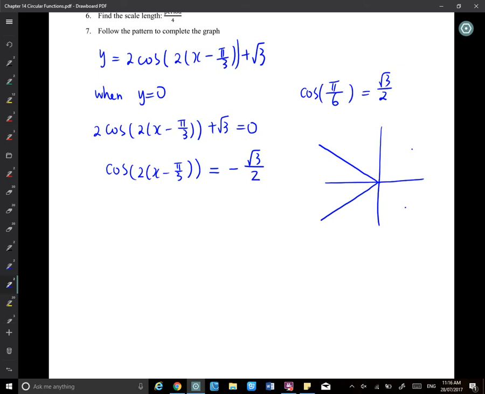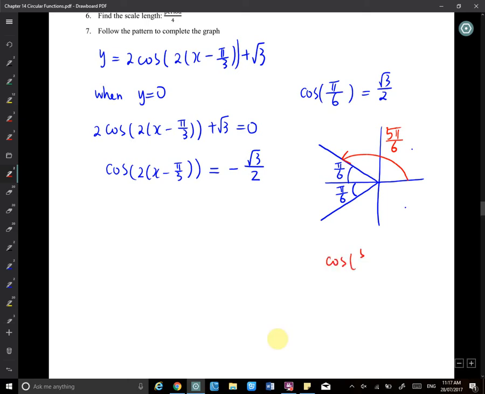How large should this angle be? The reference angle needs to give you pi on 6. So this angle needs to be pi on 6, and this angle needs to be pi on 6. So the actual angle we're talking about is this angle, 5 pi on 6. 5 pi on 6 is an angle in the second quadrant, which is the sine quadrant, with a reference angle pi on 6. So cosine 5 pi on 6 will be negative cosine pi on 6, and that gives you negative root 3 over 2. So that's how this negative sign comes from.